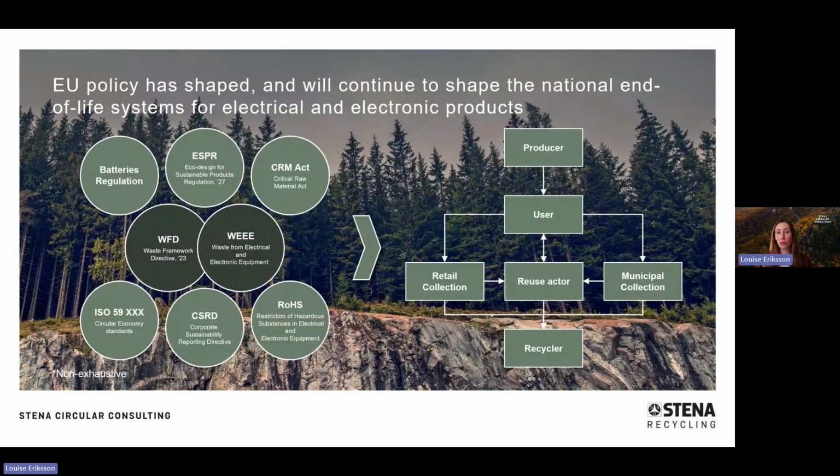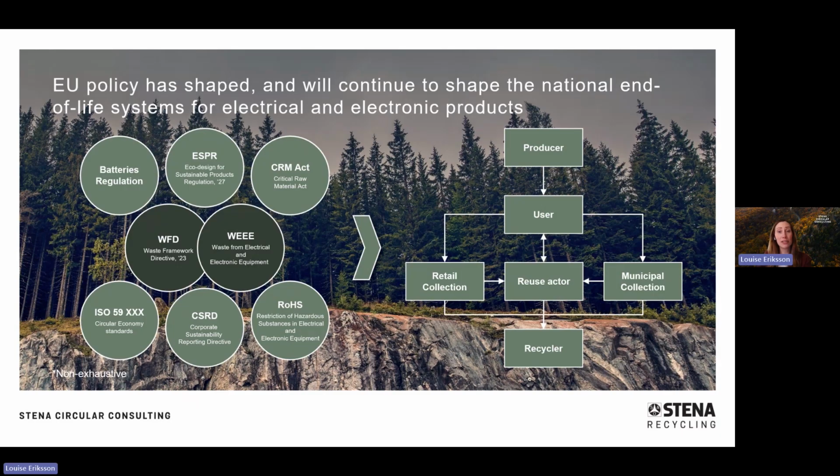Now going back to the 4 parameters, the first one, as you might remember, is regulation. And one of the reasons for choosing electronics recycling as example today is that there is a fairly clear situation for electronic products in terms of legislation. So EU policy has shaped and will continue to shape the national end-of-life systems for electrical and electronic products.